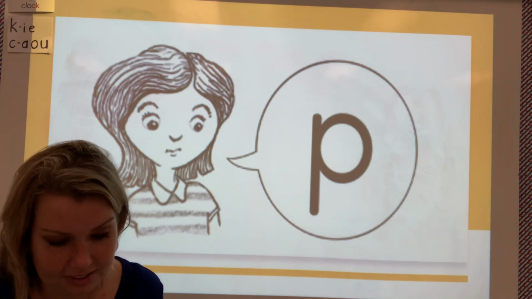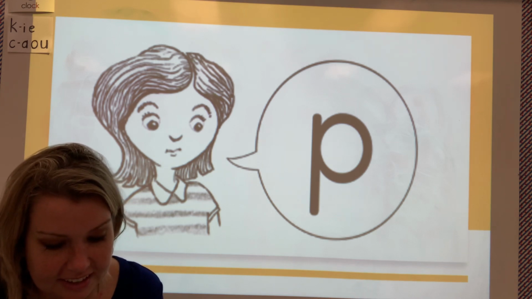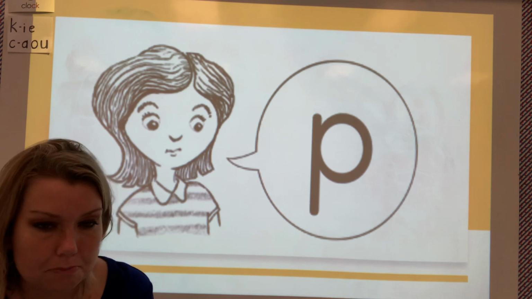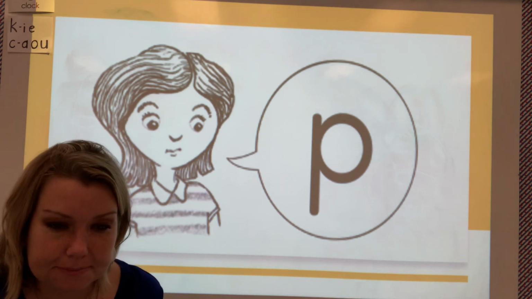A pumpkin. I'm thinking of a place where you can swim in the summertime. Elliot?